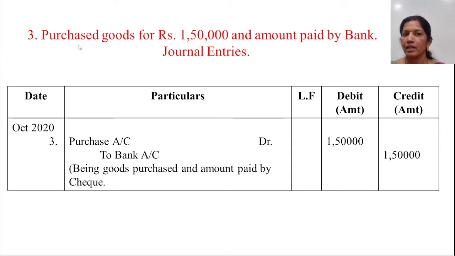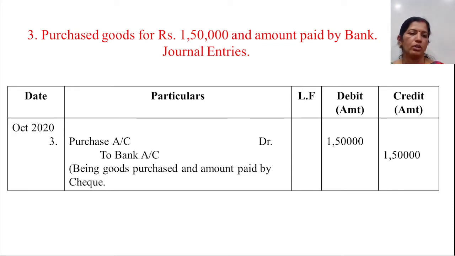See the two aspects in the transaction: purchased goods for rupees 1,50,000 and amount paid by check. When we purchase goods, sell goods or return goods, the account taken is purchases or sales. Purchased goods, then purchases. Sold goods, then sales. Purchases belongs to the nominal account, and as per the rule of nominal, debit the expenses. That's why purchases account debit to bank account. Amount rupees 1,50,000 debit, 1,50,000 credit.